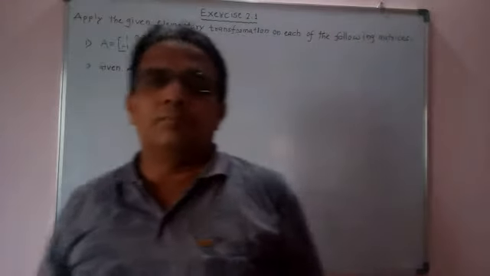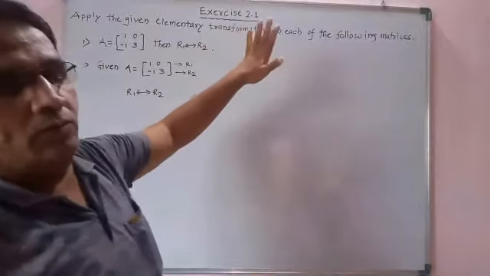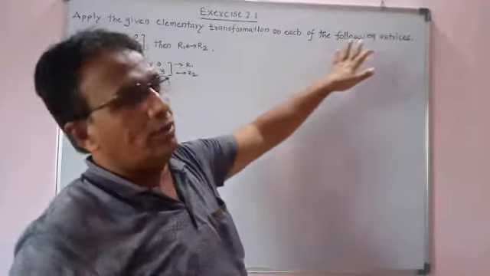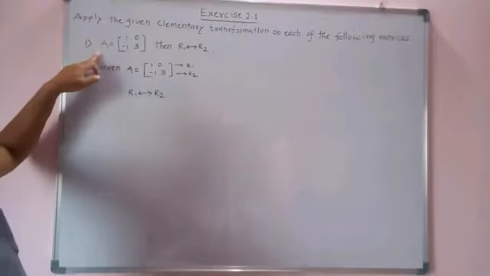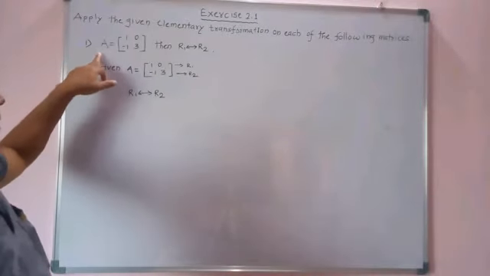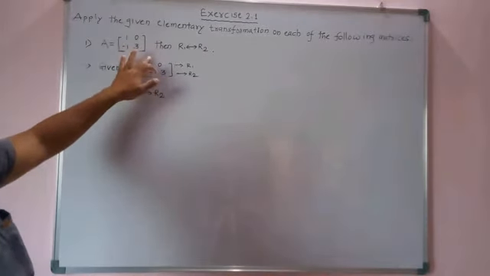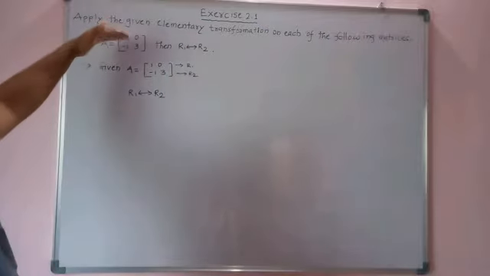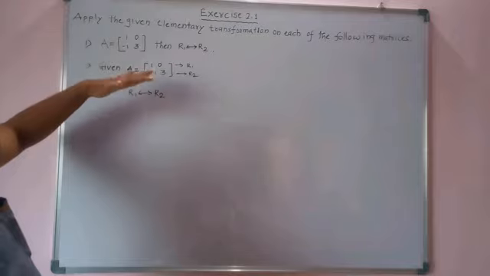We discuss the next condition. Exercise 2.1. Apply the given elementary transformation on each of the following matrices. First condition: if matrix A is [1, 0; -1, 3], a 2 by 2 order, then find R1 interchange R2. This is the first row, 1, 0, and -1, 3 is the second row.